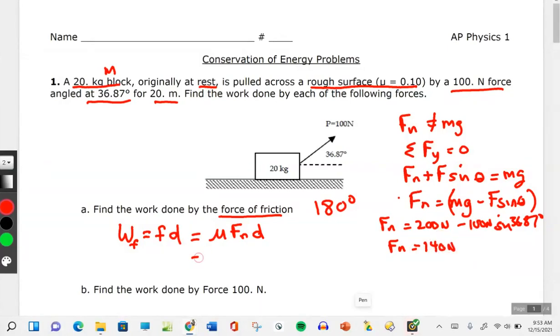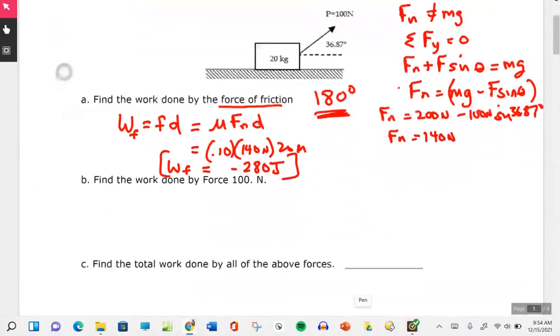So the work is mu, that is given as 0.10, times the normal 140 newtons times the distance, which is 20 meters, and you get a work of negative 280. Now remember, I'm making it negative because the work done by friction is going to be negative because the angle between the friction force and the displacement is 180. So I slapped the negative on it. Friction does negative work.